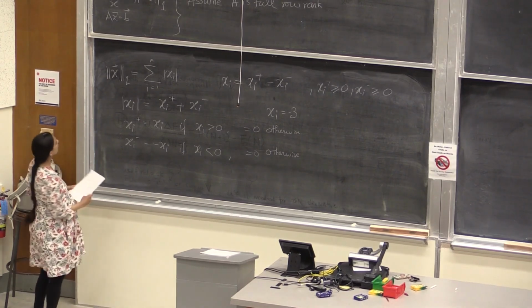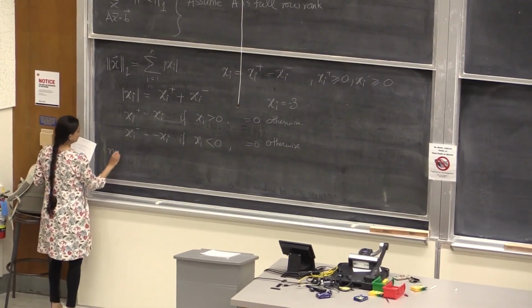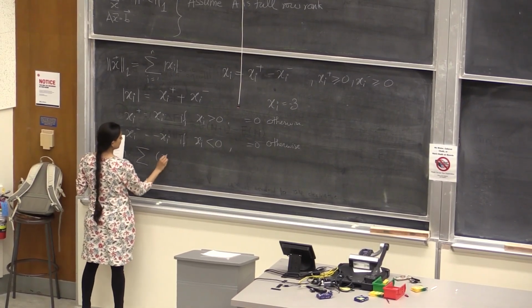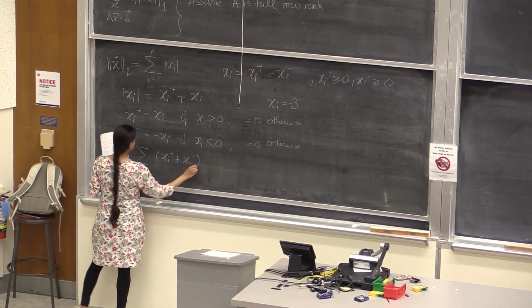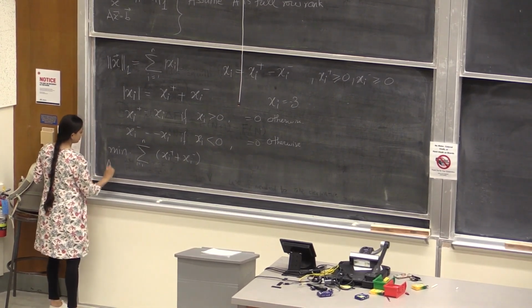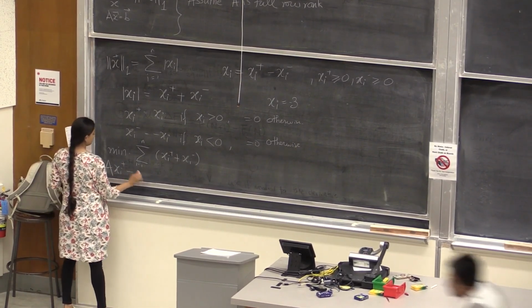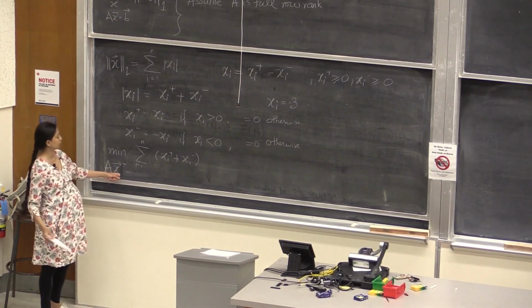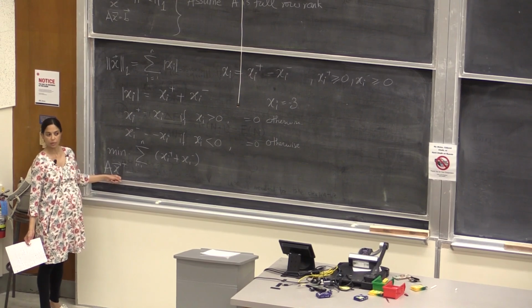And so I can rewrite my optimization program as: minimize the sum of xi plus and xi minus, and then I have A times x plus, where x plus I'm just thinking of as the vector of all xi pluses, right? Is that clear to everyone, what x plus is?